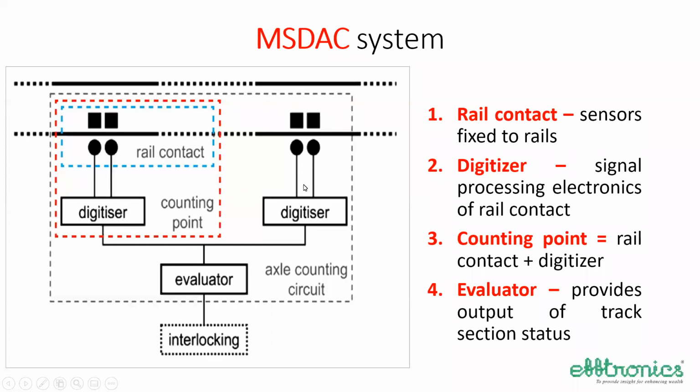Now, the digitizer gives the wheel counts to the evaluator, and multiple of these rail contacts or counting points send their data to the evaluator. Based on the configuration of the detection points, the evaluator checks for presence of axles within that area, and then gives a decision as an output. For that purpose, multiple processors are used to ensure safety. We are going to look at that a little later.